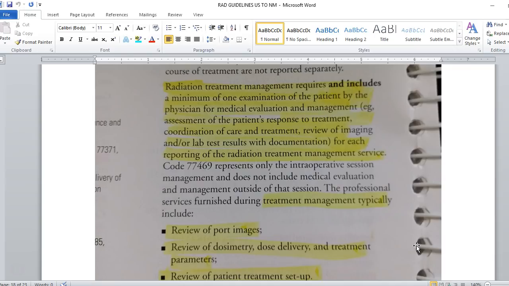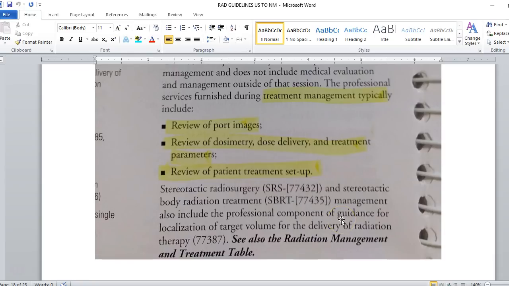Now, the professional services furnished during treatment management typically includes review of port images, review of dosimetry, dose delivery, and treatment parameters, and review of patient treatment setup. So we're looking at, again, making sure that the radiation is getting directly to the tumor or tumors, making sure we're giving them the right dosage. How is the dose getting into their body? Are they succeeding in their treatment, or do we need to change it? And that's part of the review of patient treatment setup.